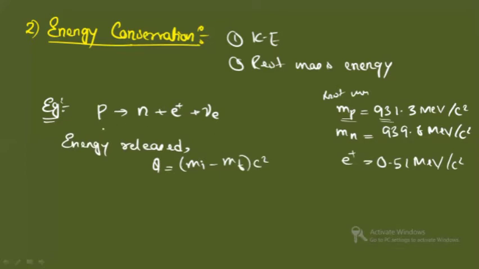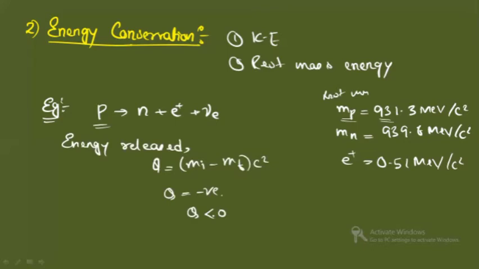Now I have already said the proton's rest mass is less compared to that of neutron. That means the rest mass is less on the left hand side. So you will get Q to be negative. Q is negative, means Q is less than 0. Till here it is clear?